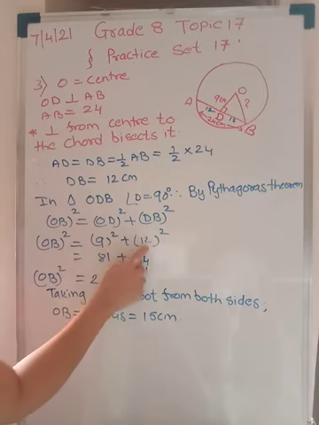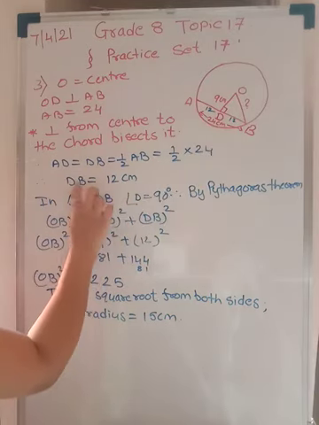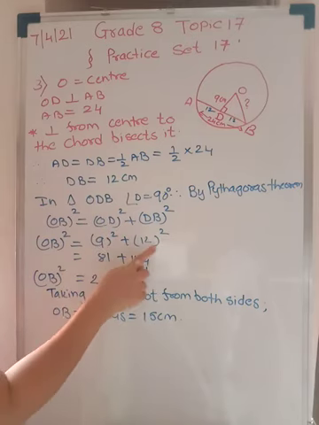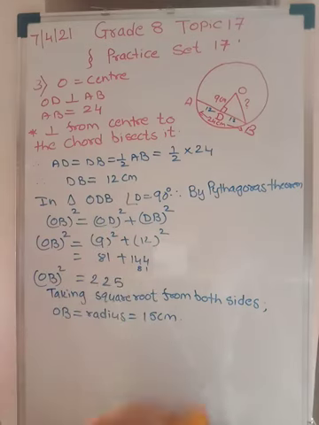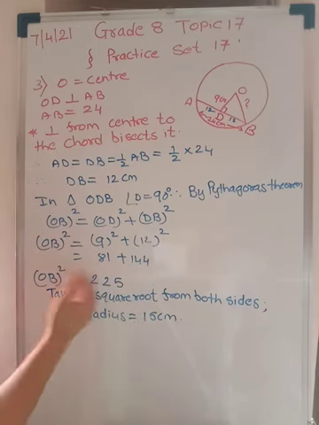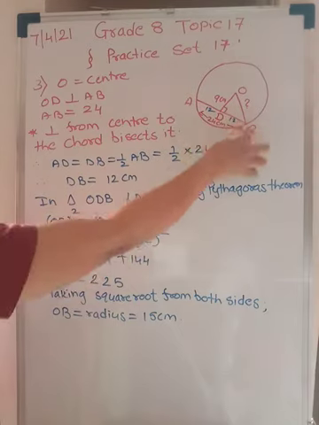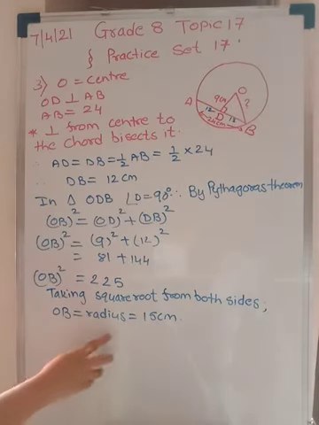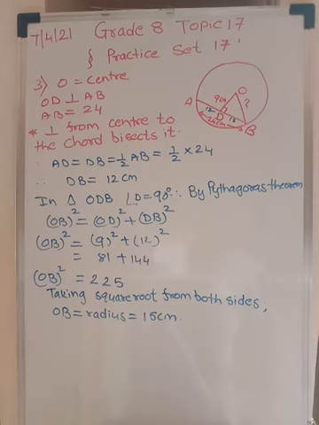So it is 9 square plus, now we have found DB as 12, so 12 square. 9 square is 81, 12 square is 144. If we add 81 to 144, you get 225. Taking the square root from both sides, OB we get as 15, but OB is nothing but the radius of the circle. So we got the radius of the circle as 15 centimeters. You may pause the video and take it down. Let's go to the last question.